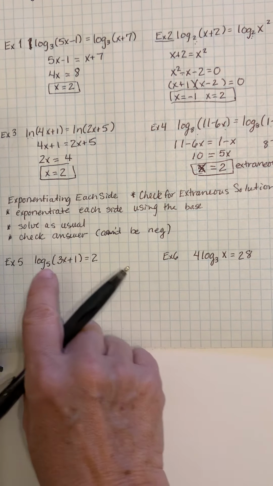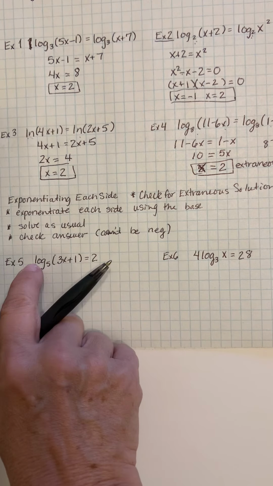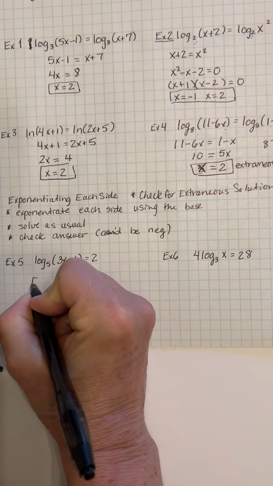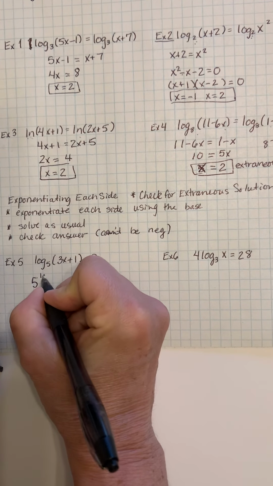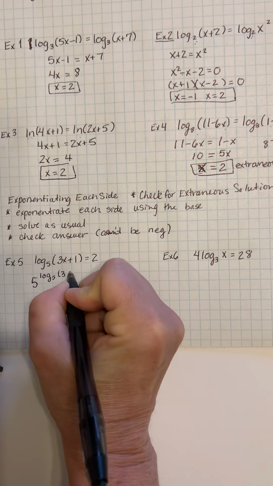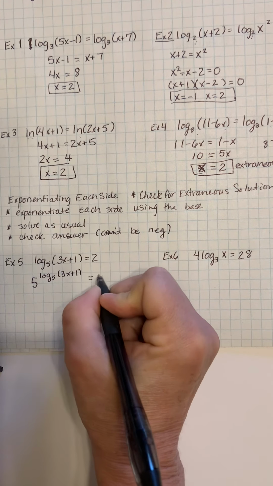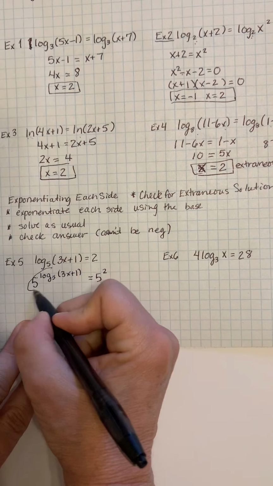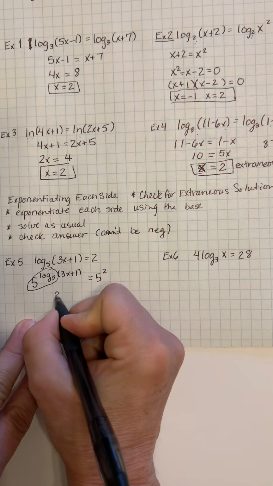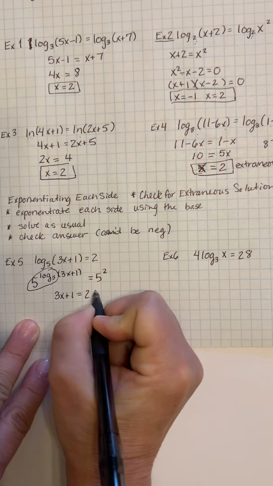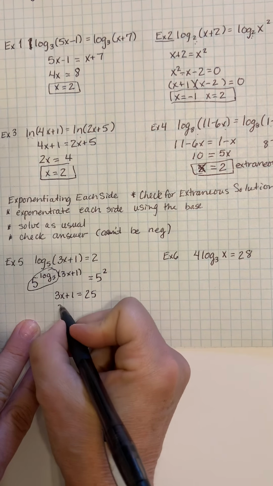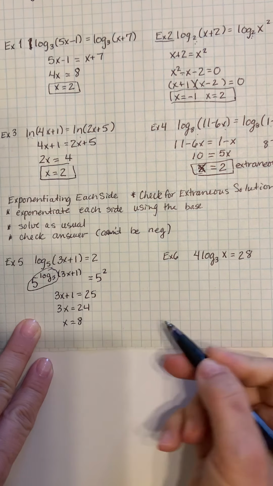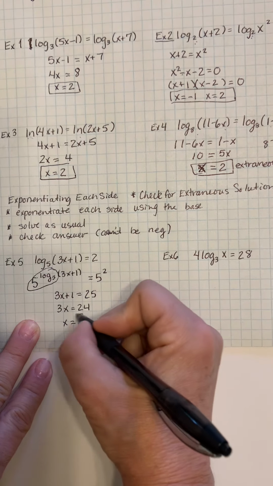Okay, so what we're going to have to do with this one, this is all by itself. There's not a 2 in front of it. We're not adding anything to it. So we're going to take both sides and exponentiate it with a 5 as the base. So this becomes 5 squared. These two undo each other. That's the whole reason why we did that. So now we have 3x plus 1 is equal to 25. Solve it just like we normally would. 3x equals 24 and x equals 8. Check and see if it makes that negative. It does not. That's our answer.